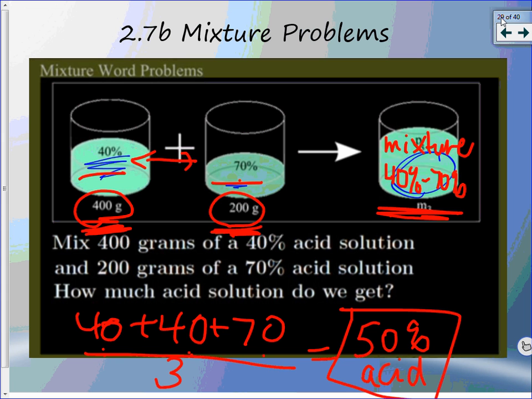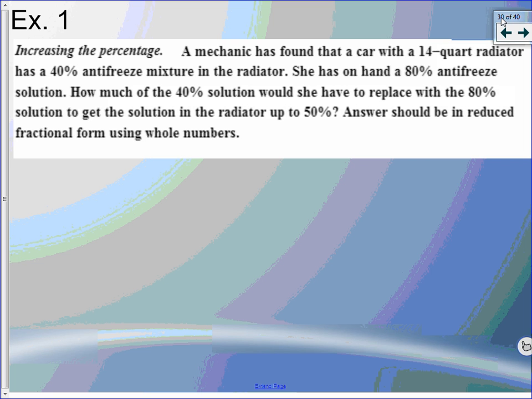Okay? So, let's do a few problems. A mechanic has found that a car with a 14-quart radiator has 40% antifreeze mixture in the radiator, and she has on hand 80% antifreeze. How much of the 40% solution would she have to replace with the 80% solution to get the solution in the radiator up to 50%? A lot of percentages there.